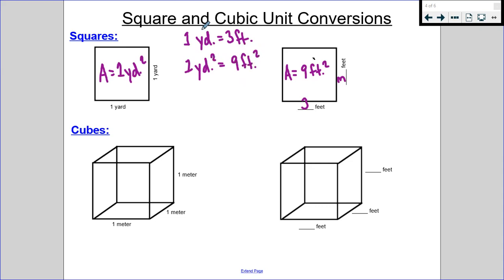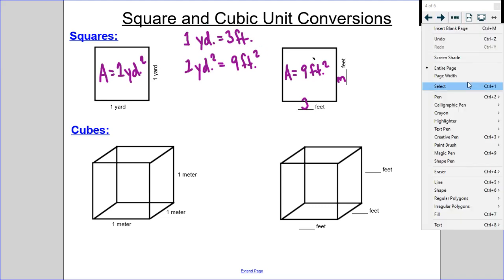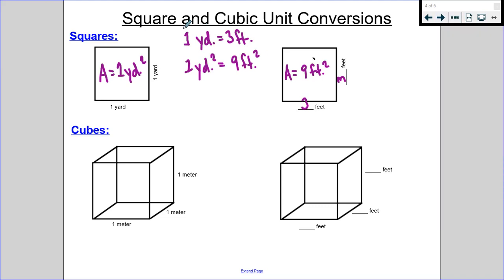So basically, if I'm squaring one side, so if we're squaring all of this dimension with the unit included, I'm squaring the same conversion on the other side. A very common mistake that students make is they'll say 1 square yard is 3 square feet. But we really have to multiply twice. So now let's look and see what happens with our cubes.